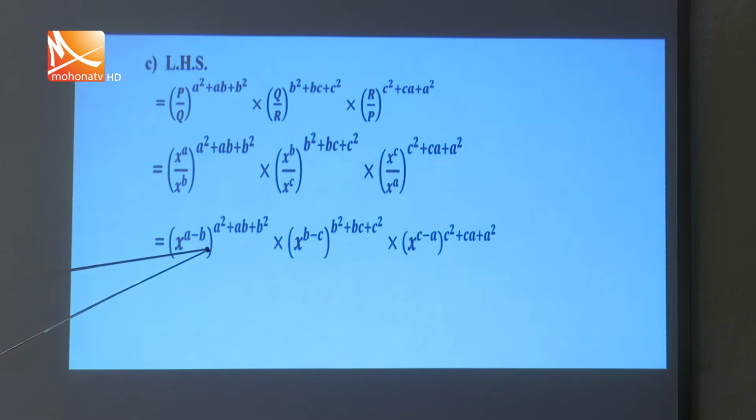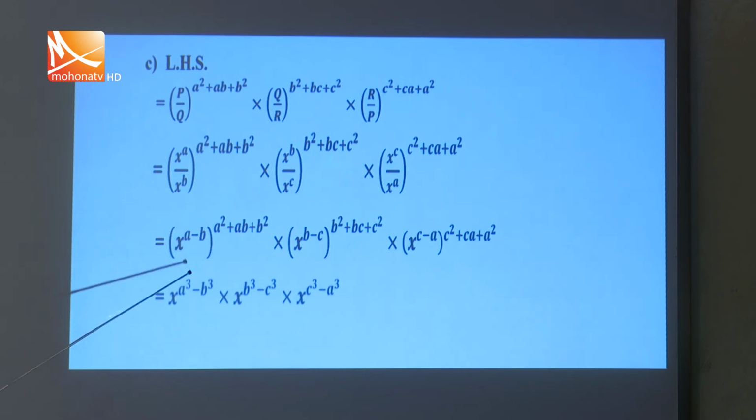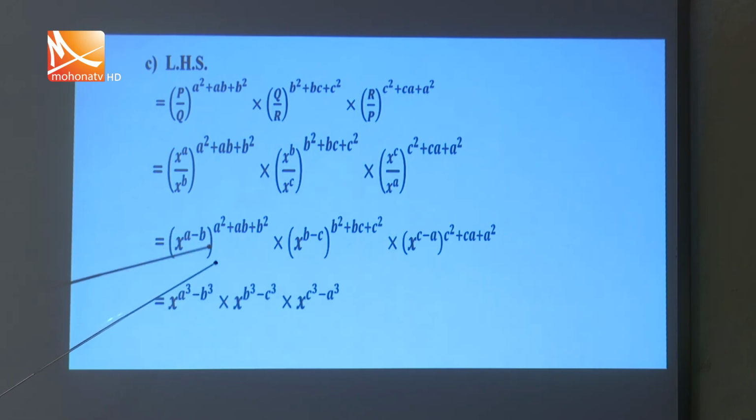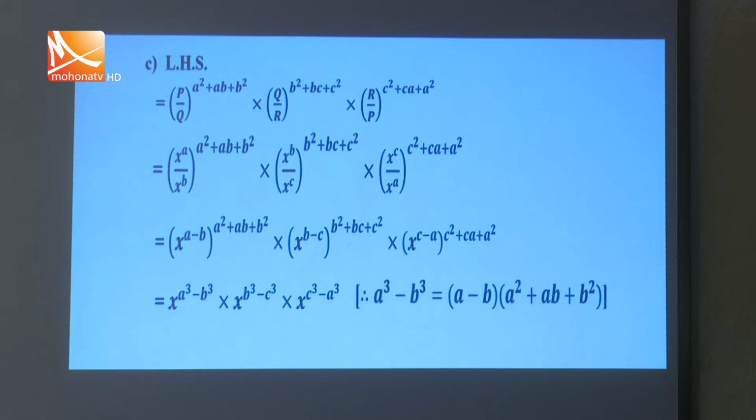So, we know what to do, we have to multiply them together. If we multiply them, we get x to the power a cube minus b cube. See, there a minus b into a square plus ab plus b square, this is the formula of a cube minus b cube, we already know it. And we can directly use this formula in x to the power b cube minus c cube into x to the power c cube minus a cube.